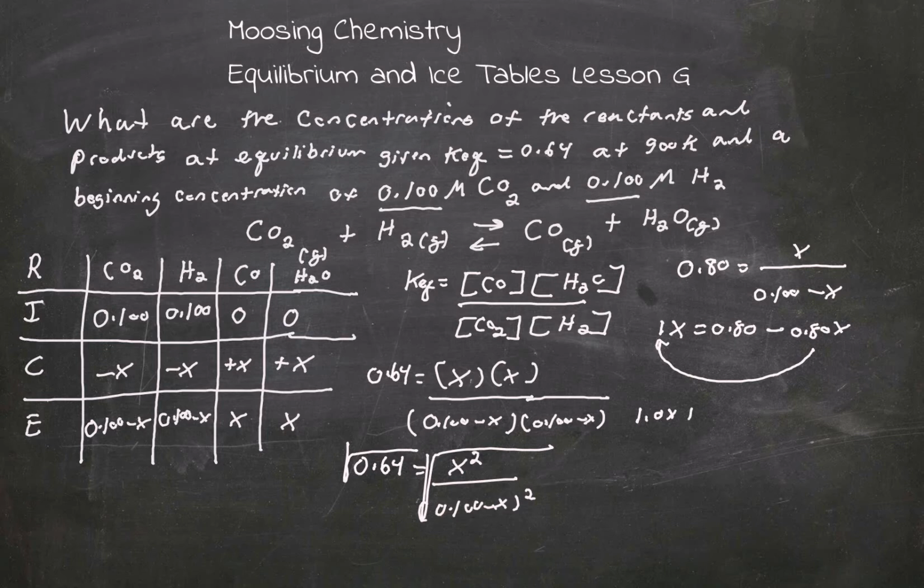This is going to give me 1.0x plus 0.80x equals 0.80, which gives me 1.80x equals 0.80. We divide underneath to get my new x value, which is 0.0444.